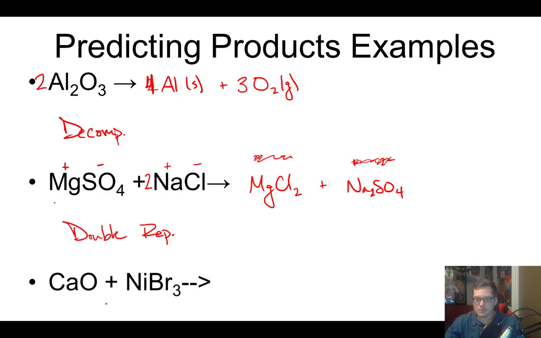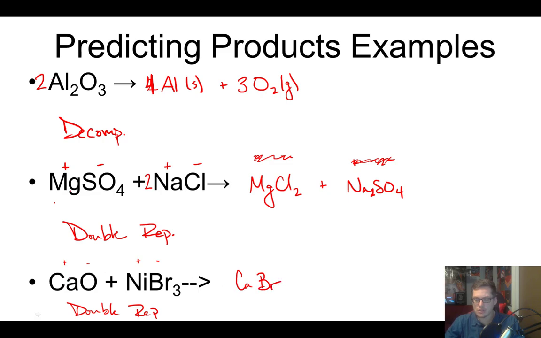Next one here, you should recognize right away that this guy here is exactly like this one. We've got a positive and a minus and a positive and a minus setup. So this is also going to be a double replacement. Okay, and we're going to do the do-si-do. The calcium is going to go with the bromine, but we got to think about our charges.